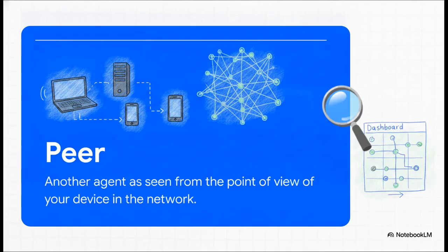Next on the list, we have a peer. You can think of a peer kind of like a coworker in the same virtual office. If your laptop and a server are sitting in the same TLanX network, they view each other as peers. Simple as that. When you pull up the TLanX dashboard, you actually get to see this live matrix showing exactly who is connected to whom as peers. It's basically just the perspective of one device looking out at the rest of its trusted network.